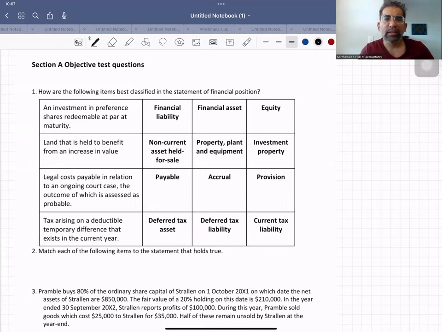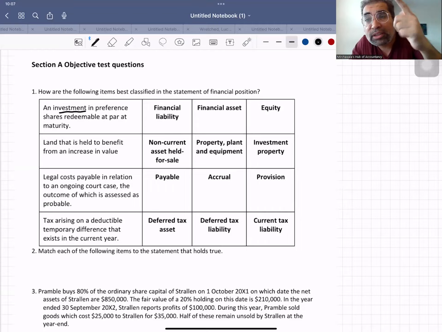Thank you. Now, how are the following items best classified in the statement of financial position? An investment in preference shares. See, this is investment in preference shares. You have not issued preference shares. Issuing preference shares is the other side. Doing investment is the other side. Redeemable preference shares are like loan notes. So if you are buying a loan note, that means you are giving a loan to somebody. So definitely you have a contractual right to receive cash. So it's a financial asset. Contractual right to receive cash is a financial asset.